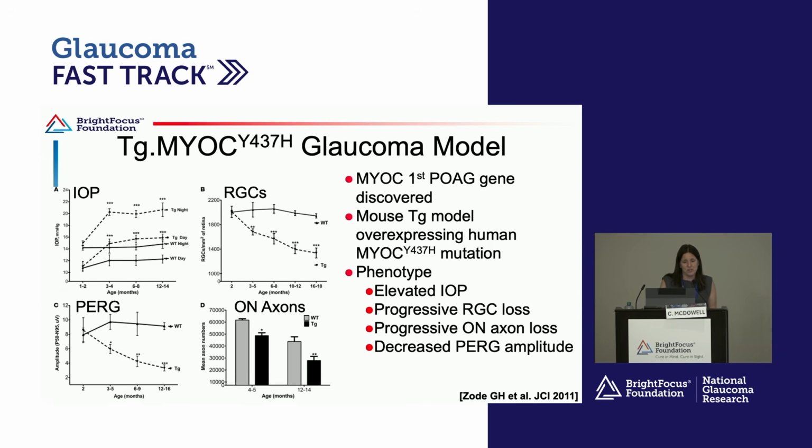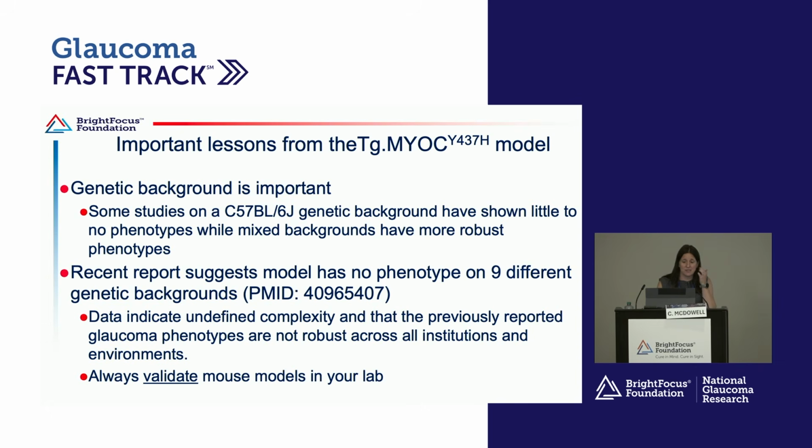And then I also wanted to touch on the transgenic myocilin glaucoma model. So myocilin, as many of you probably know, is the first primary open angle glaucoma gene that was discovered in humans. And this particular model overexpresses one particular mutation, the Y437H mutation. And it was found that these animals have elevated intraocular pressure, progressive retinal ganglion cell loss, and optic nerve damage, as well as some functional defects. But there's also been some important lessons that have been learned from this model. And one of them is that, as I emphasized early on, genetic background is really important.